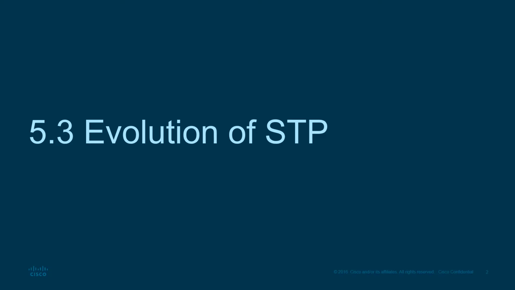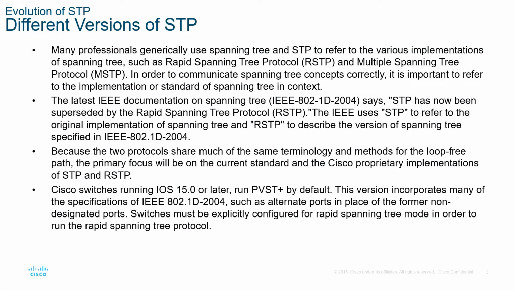Evolution of STP. So there are different versions of STP. Actually, STP by itself is an open standard. Even other vendors have STP. And many professionals generically use STP to refer to the various implementations of spanning tree, such as rapid spanning tree and multiple spanning tree protocol. So these are other variations of the STP, rapid spanning tree and then MSTP.